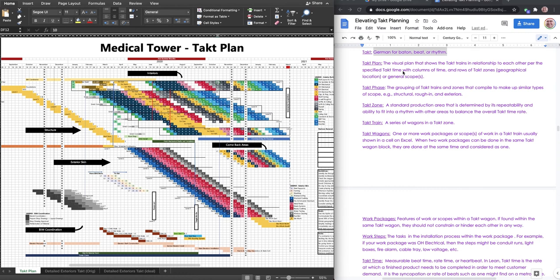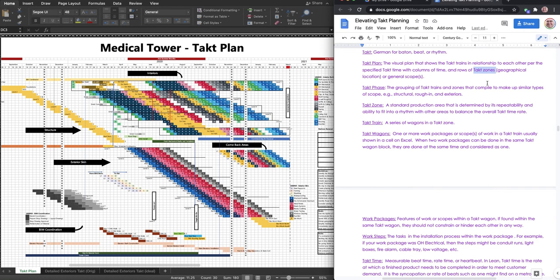The takt plan is the visual plan that shows the takt trains in relationship to each other per the specified takt time with columns of time and rows of takt zones. So this right here is a takt plan. When I say takt trains, this sequence right here, this single sequence is a takt train, okay? And the columns of time, these are the time scales. That is the duration of time which represents your takt time. And when you talk about takt zones, those are the geographical areas. Those are the locations that represent those on a map.